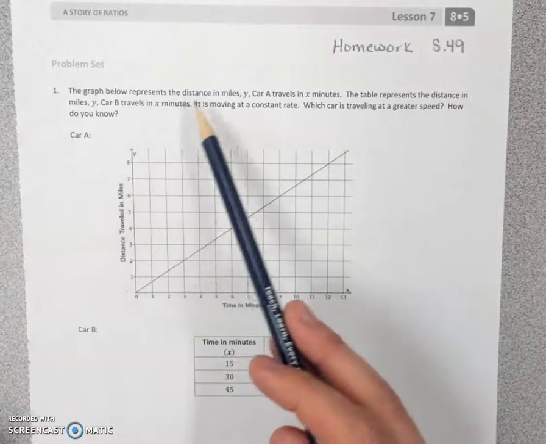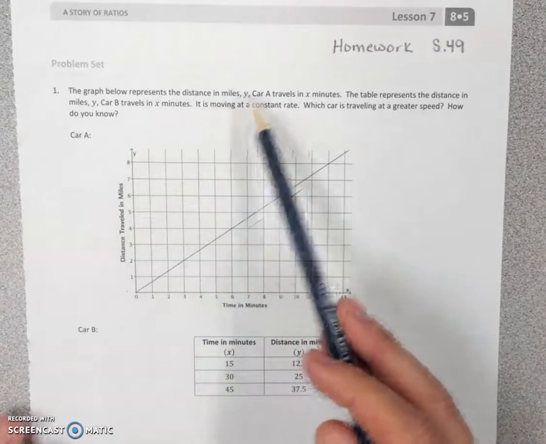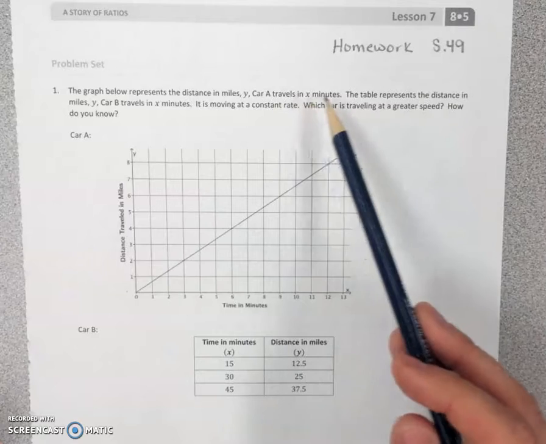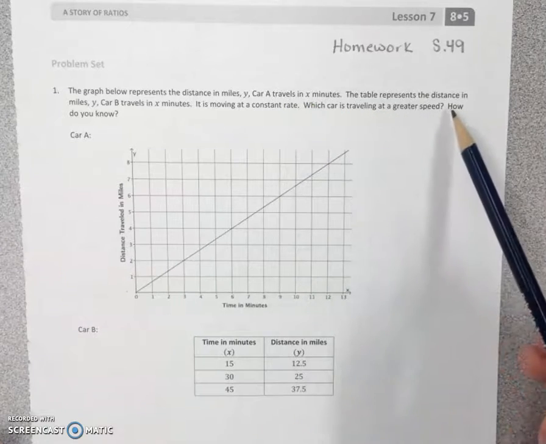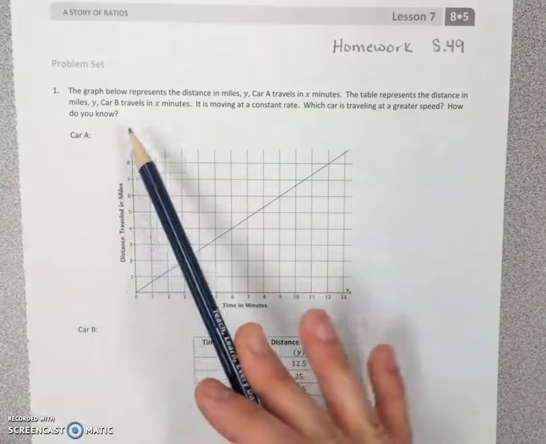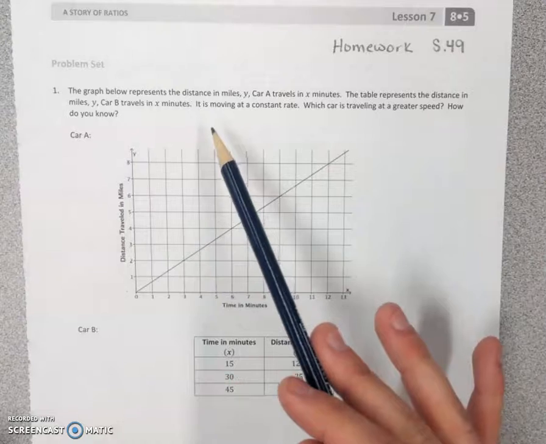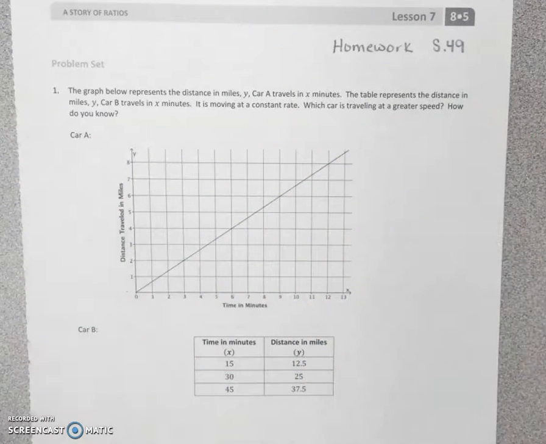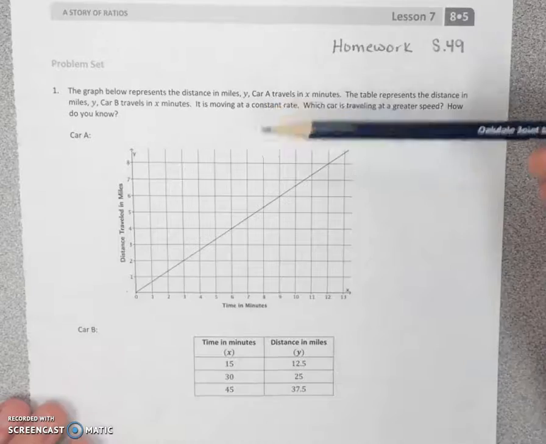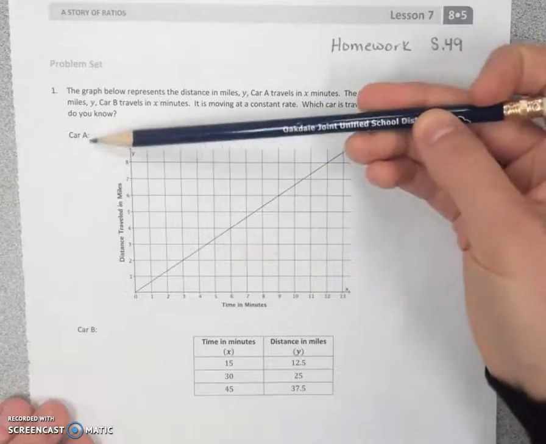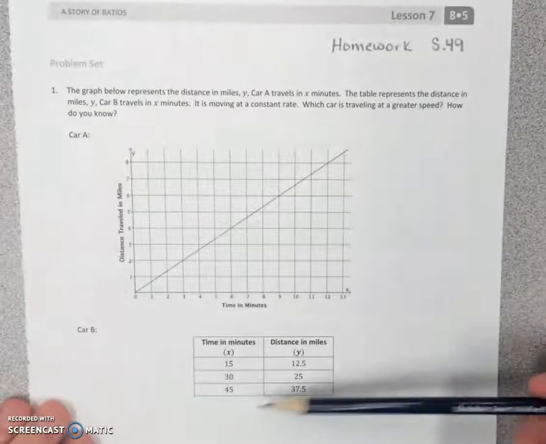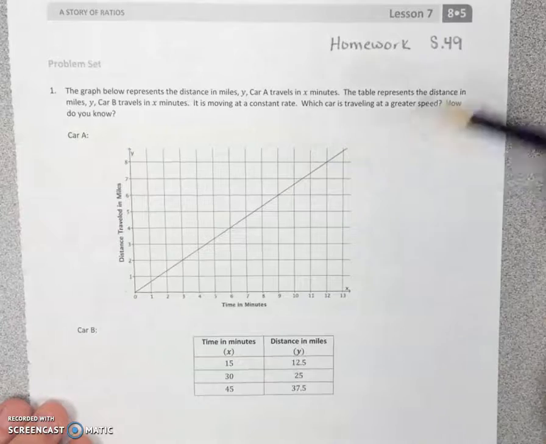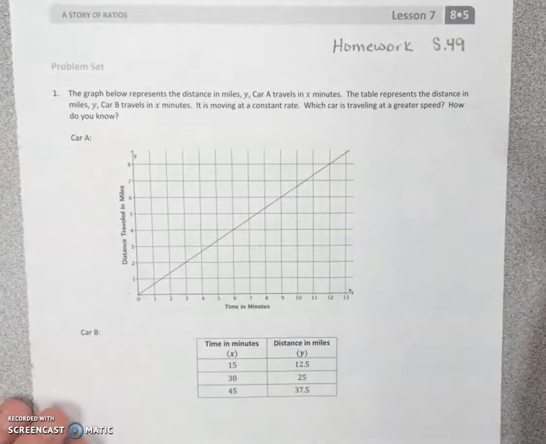The graph below represents the distance in miles, y, Car A travels in x minutes. The table represents the distance in miles, y, Car B travels in x minutes. It is moving at a constant rate. Which car is traveling at a greater speed? How do you know? So it wants us to look at this graph here for car A and this table here for car B to determine who is traveling at a greater speed.